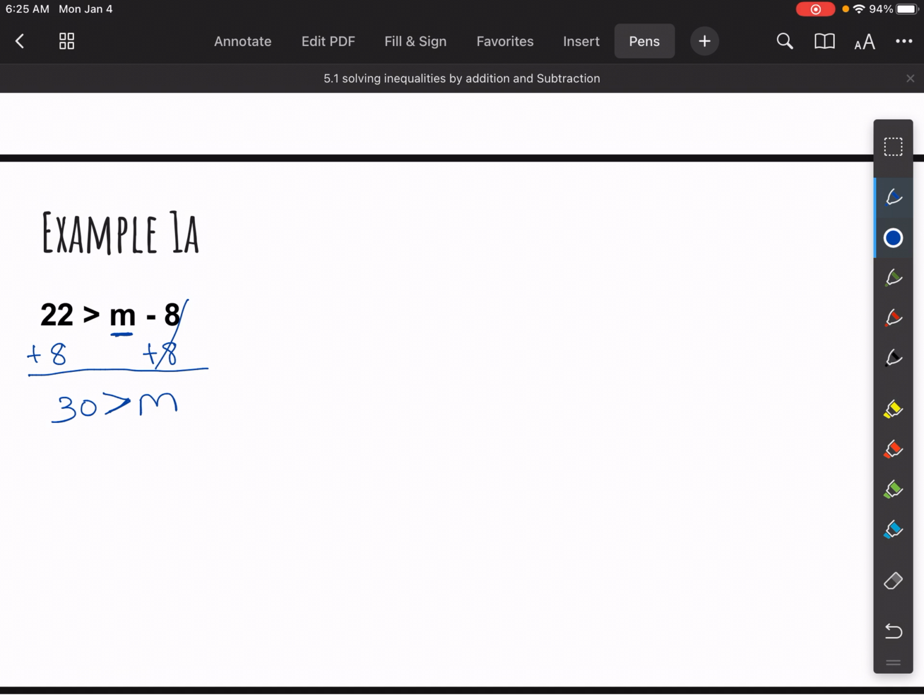If I want to write this in set builder notation, and example 1 may or may not make you do that, I still think you should get used to it.